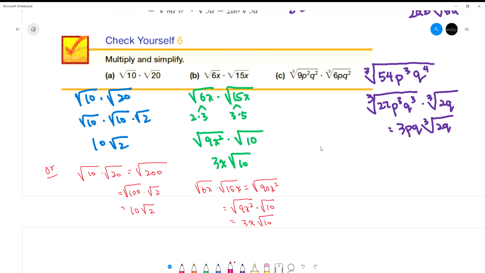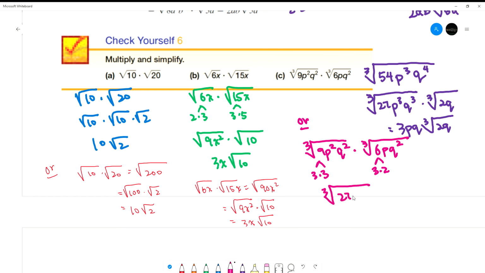If you want to do the other way, you could also do 9p squared q squared times the cubed root of 6pq squared. So I know 9 is 3 times 3, 6 is 3 times 2. So that's how I see 3 is 27. So the cubed root of 27p cubed q cubed times the remaining factor is 2q. So this just helps me organize my numbers.